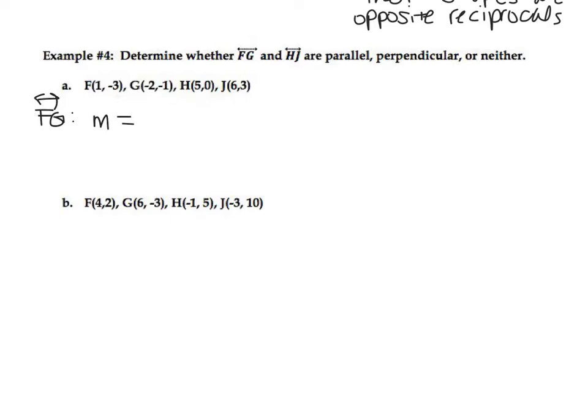So if I use G as my second point, I'm going to do -1 minus -3 over -2 minus 1. So -1 minus a -3 becomes addition, so -1 plus 3, which is 2. And -2 minus 1 is -3. So we have a slope of -2/3.